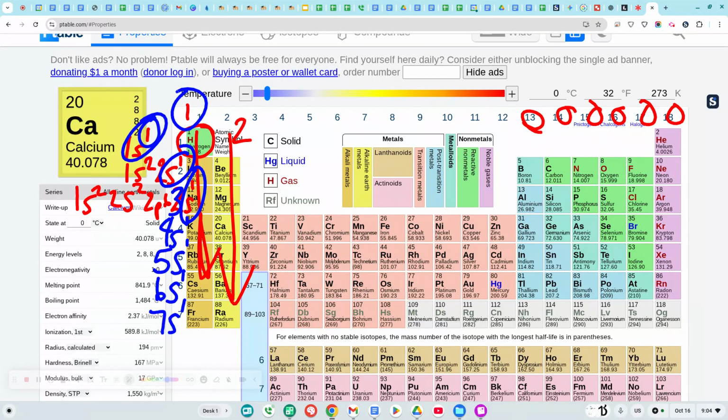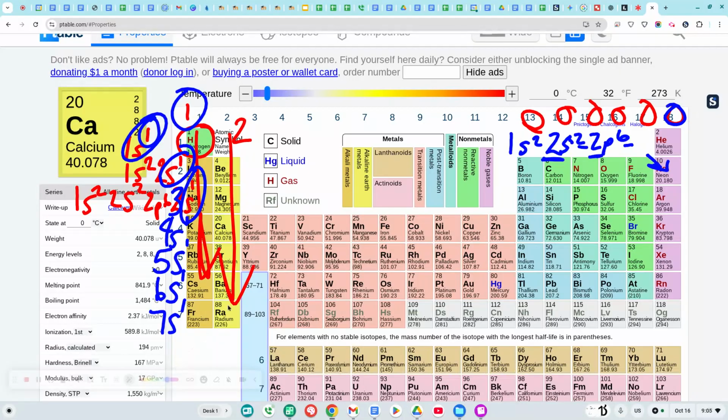If we did neon, for example, it's 1s2, 2s2, 2p6. Now you look at the electrons in the outermost energy level. 2 is the outermost energy level. It has 2 sublevels, but they're both in energy level 2. So then you'd add these two together, 6 plus 2, and that gives you your 8 valence electrons.